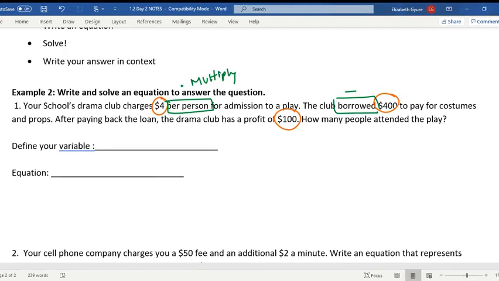And then another word here, it's not really a math action word, but it's an important thing to point out, is profit. Isn't profit how much they ended up with at the end of the day?